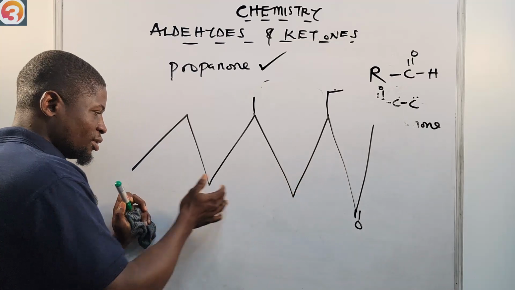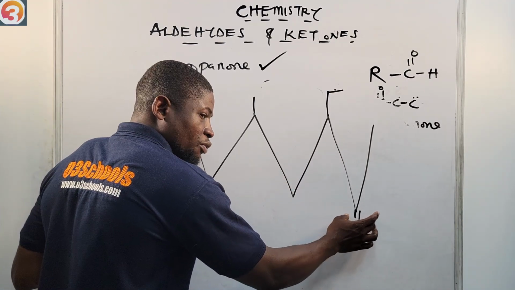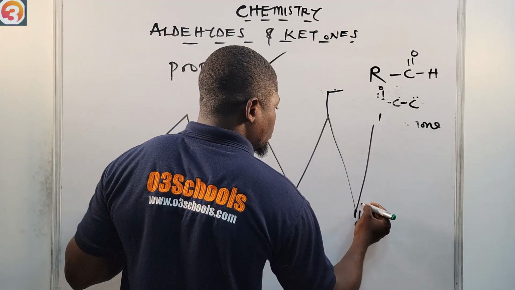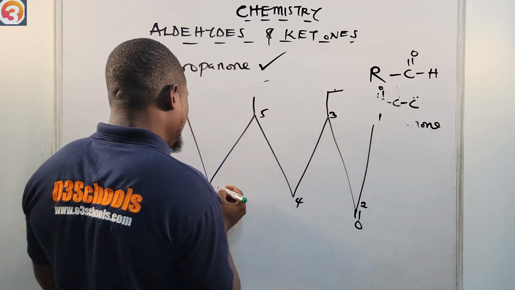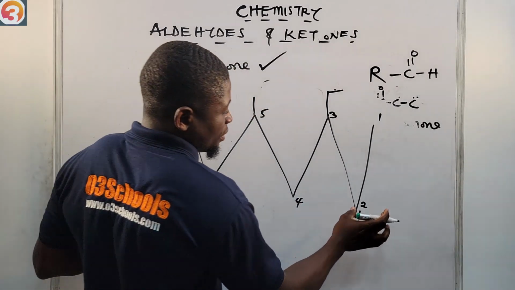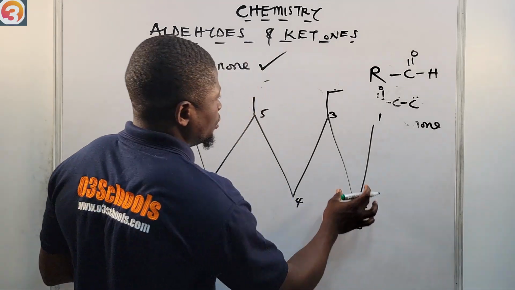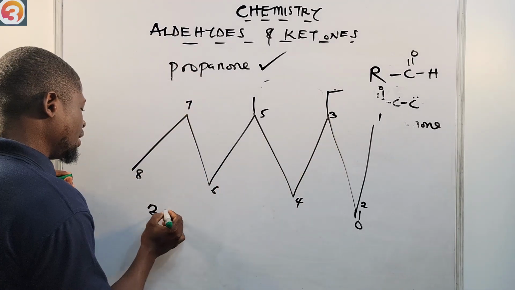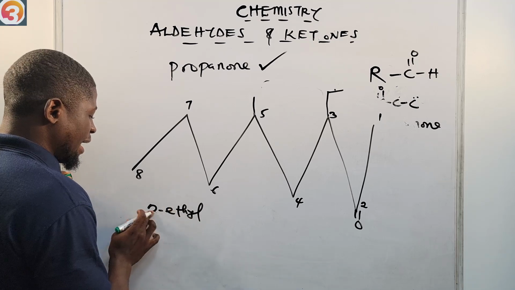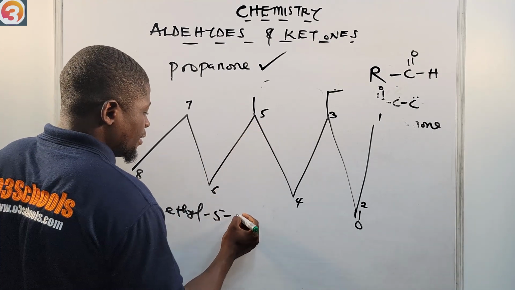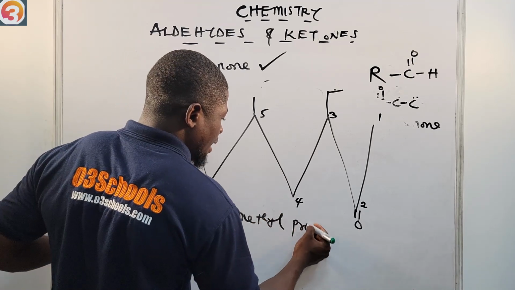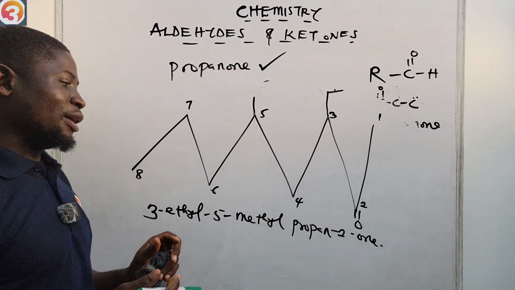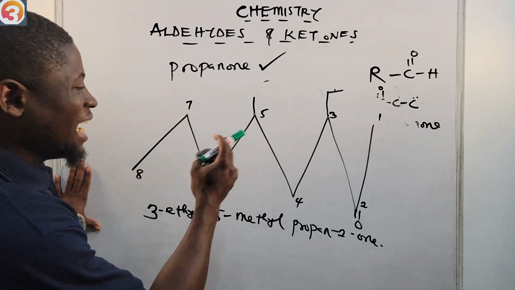But you have to number so that your smallest number is on the position of this carbonyl group that is here. So now I'm going to have one, two, three, four, five, six, seven, eight. Our ketone is on the second carbon. But we have a methyl group on the fifth carbon and an ethyl group on the third carbon. So we're going to have 3-ethyl, then 5-methyl, octan-2-one. Please take note of that. That is how we name ketones.